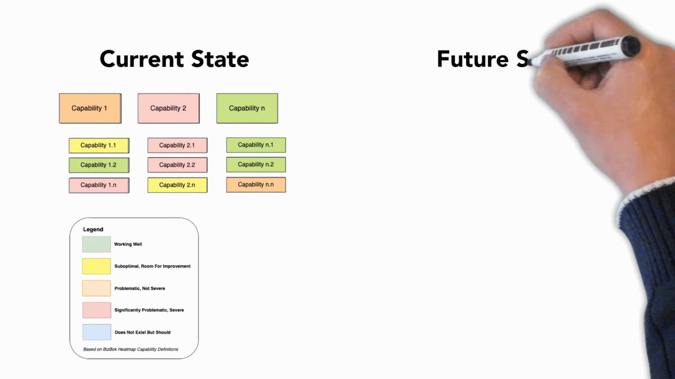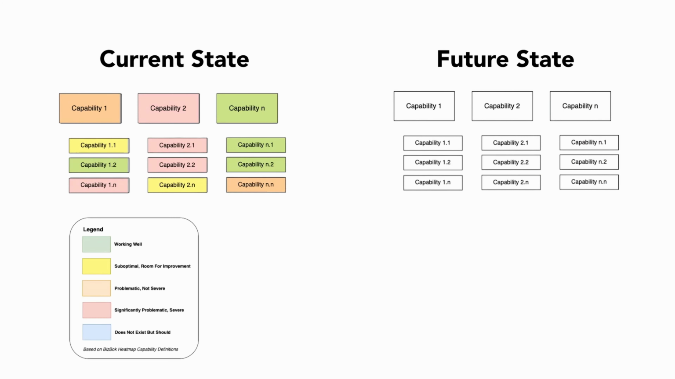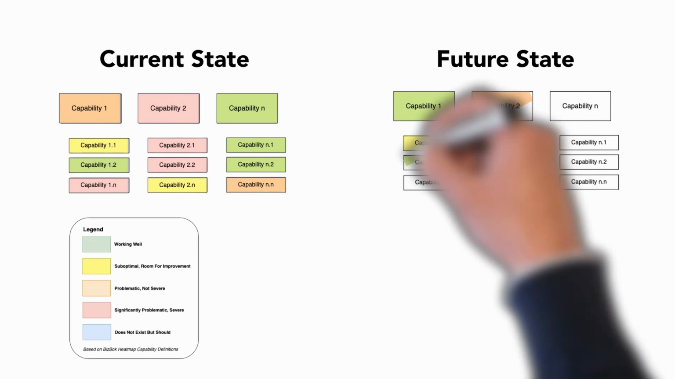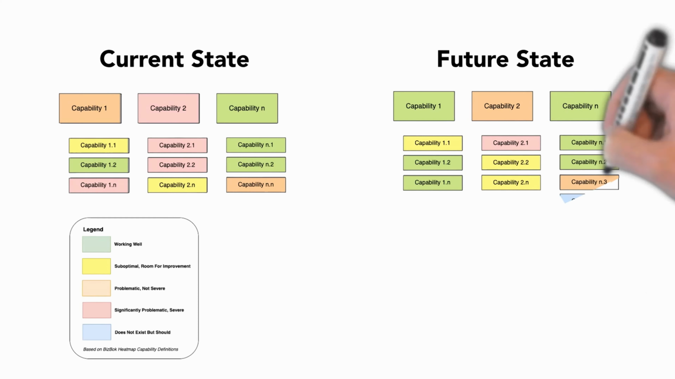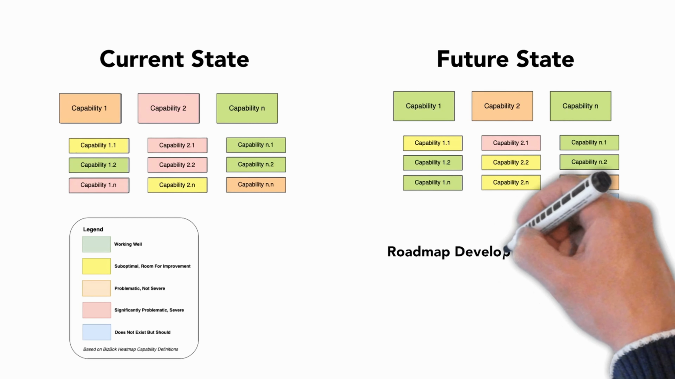A common next step is to create a future state view, where capabilities are assessed on how they need to look in the future to support the organization. This is typically when new capabilities are identified. In this instance, capability uplifts are required for capabilities 1.n and 2.2, and a new capability n.n is required. The gap is then assessed, which can be used for multiple purposes, such as developing a roadmap.